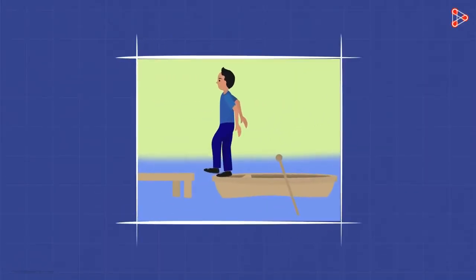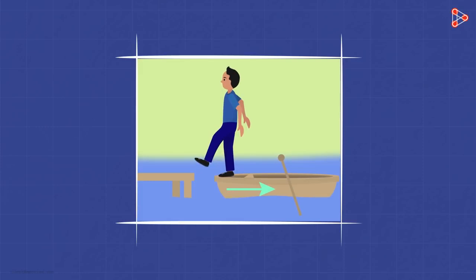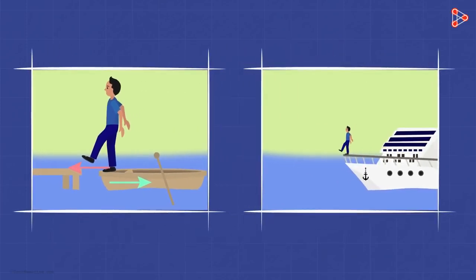If you're in a boat and step out of it onto the land, there are two forces involved: you pushing the boat backward and the boat pushing you forward. And that's why you see the boat go backward when you go forward. Now let's say a sailor jumps off a huge ship. The sailor does apply a force on the ship and the ship also applies a force on the sailor. But do you think the ship will accelerate as much as the sailor? Not really. And I think you know why.